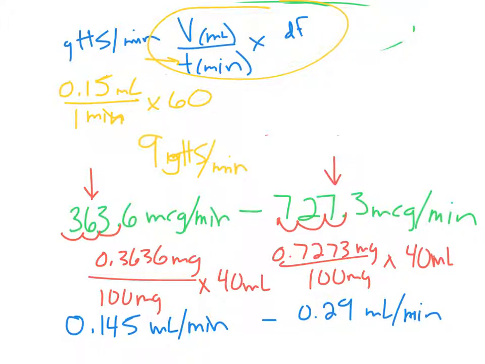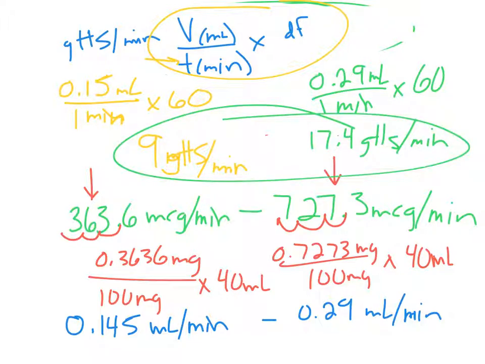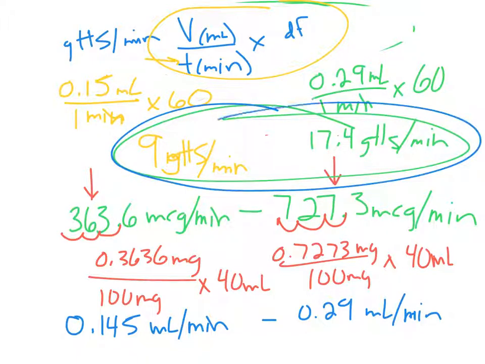On the other end, so I'll put this one in green, we had 0.29 milliliters per minute. So that's just per 1 minute, multiplying by the drop factor of 60. So 0.29 times 60 is 17.4 drops per minute. So there's our range for number 2. Let me circle that in blue. So on the low end, 9 drops per minute. On the high end, 17.4.